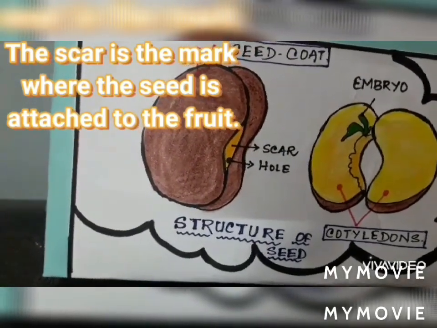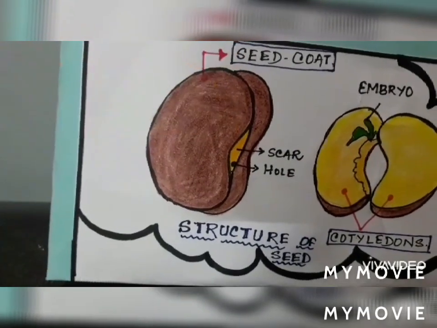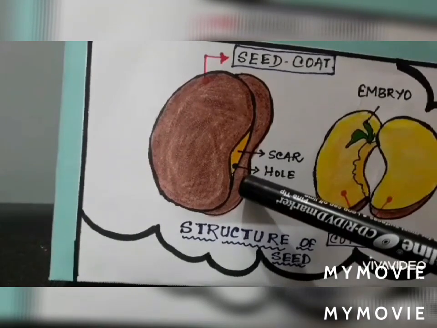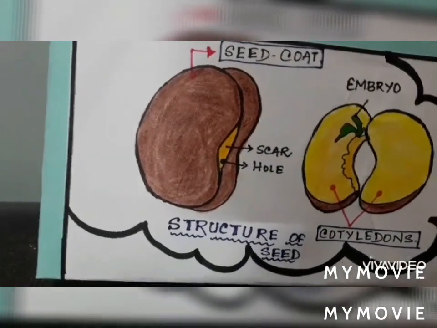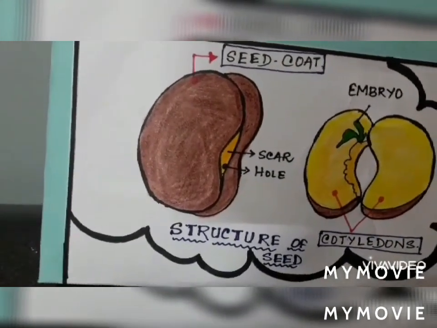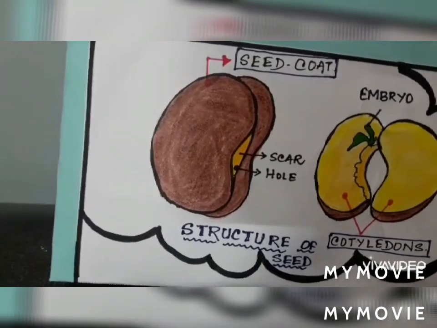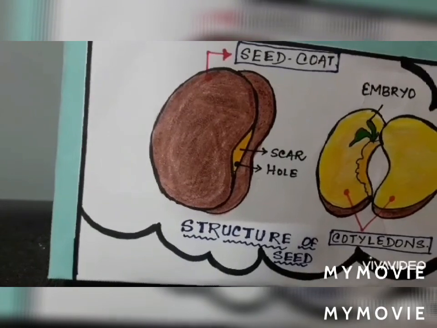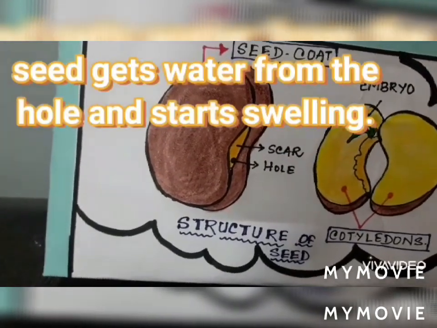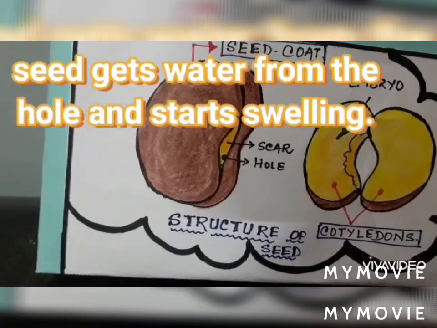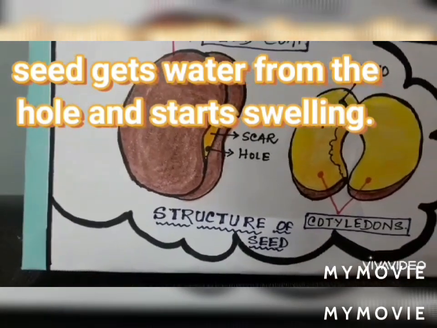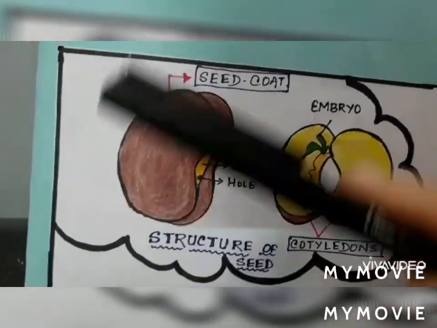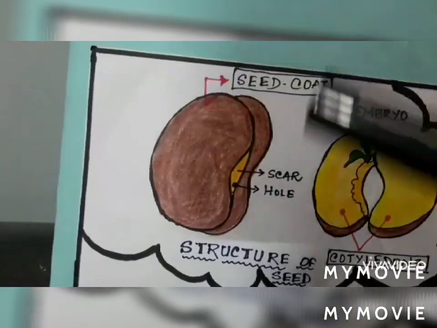There is a very small tiny hole present just near the scar. Can you see a very small hole present near the scar? This hole allows the water to enter inside the seed so that the seed gets the water and then it will swell up. It will start swelling. Clear? So this was all about the outer structure of the seed.